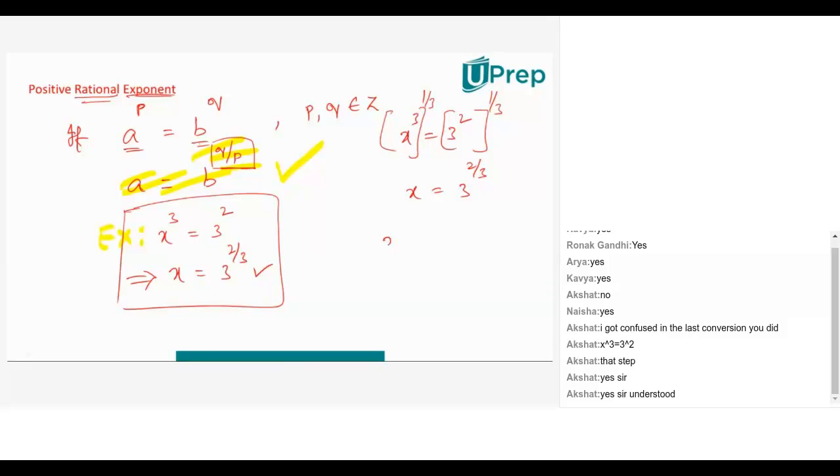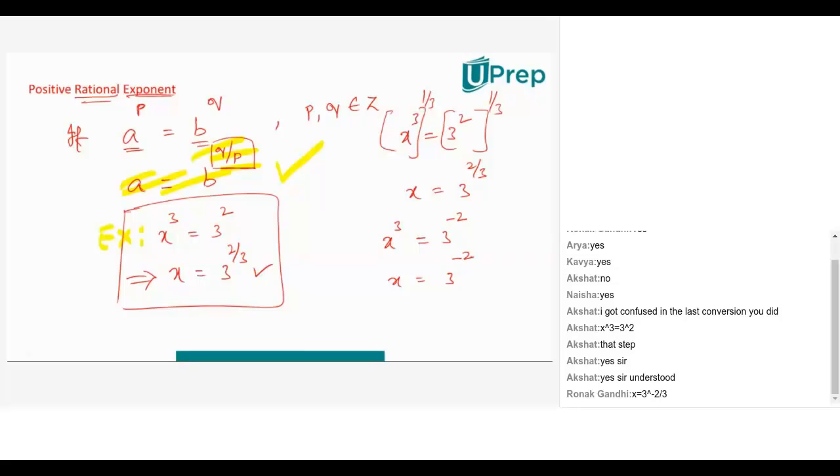Wonderful. Okay, let's take another example now. Let's assume someone gives you x to the power of 3 is equal to 3 to the power of minus 2. So does it make any difference? Even this will not make a difference. Once again, this will become x is equal to 3 to the power of minus 2 by 3.